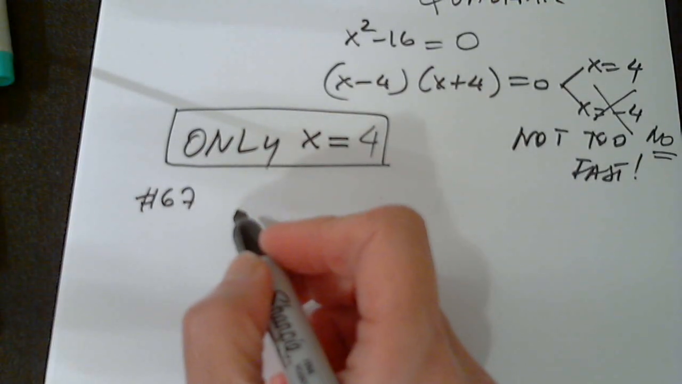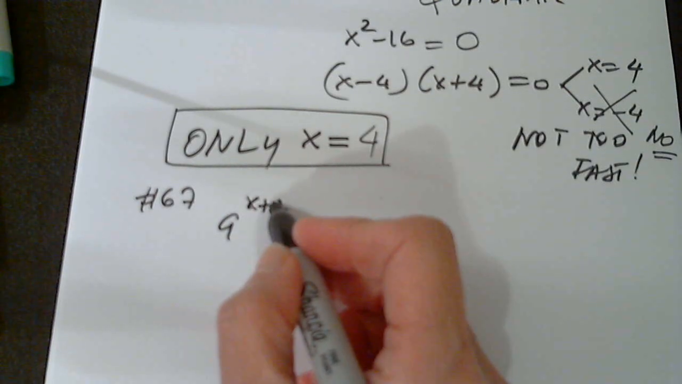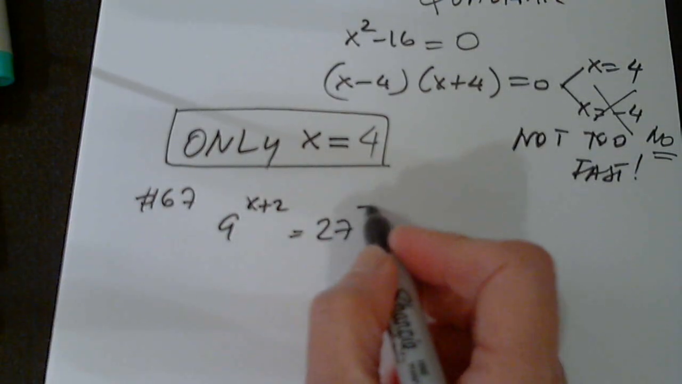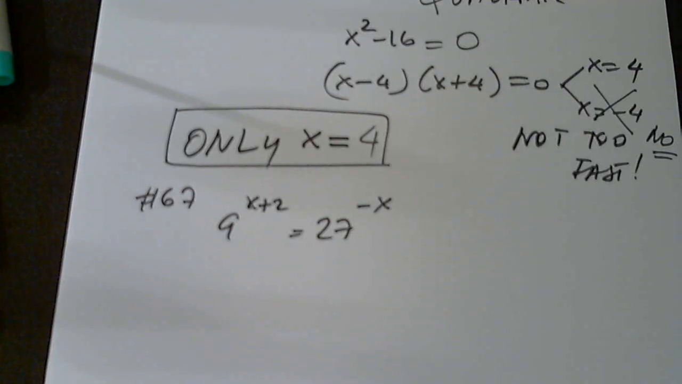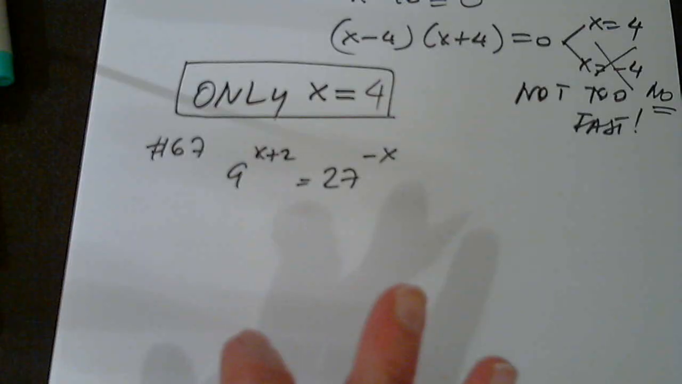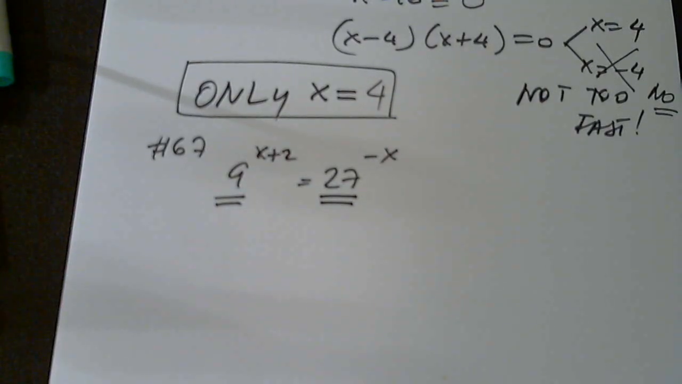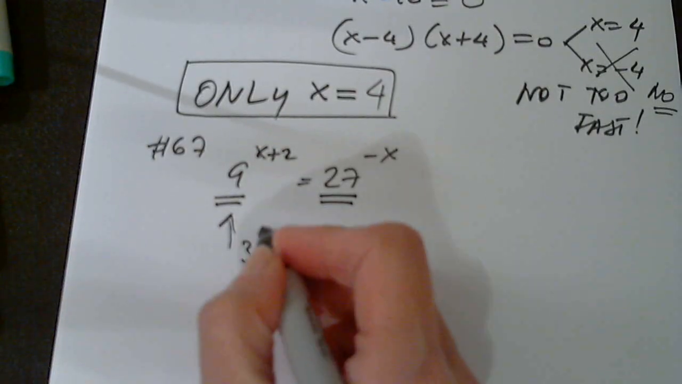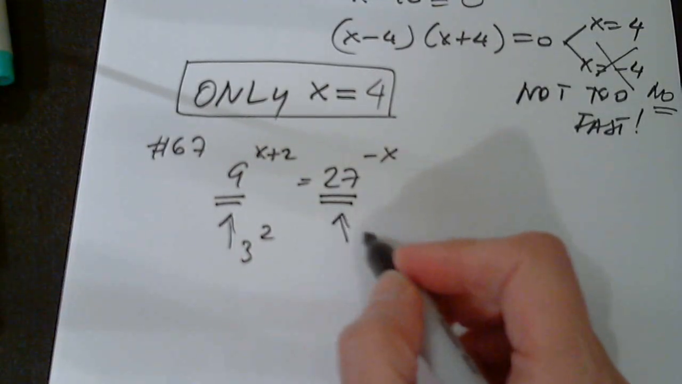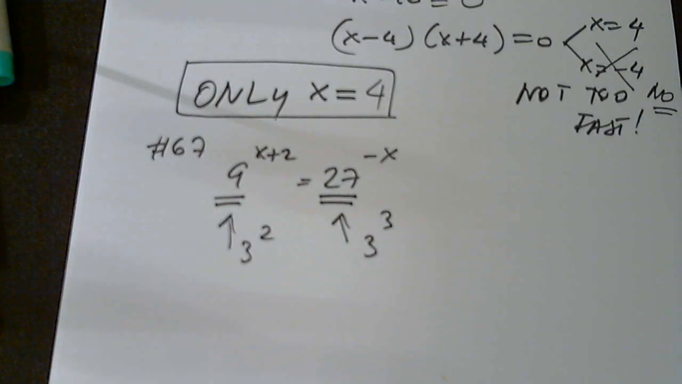67, yes. 9 raised to x plus 2 equals 27 raised to negative x. Good. This is a nice and beautiful situation. Why? Because both bases, left and right, can be written with the same base. How do I know? Well, I know that 9 is 3 squared. And I know that 27 is 3 to the third. So this is a very nice situation.